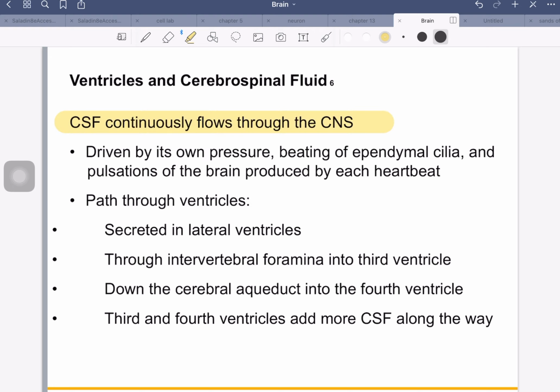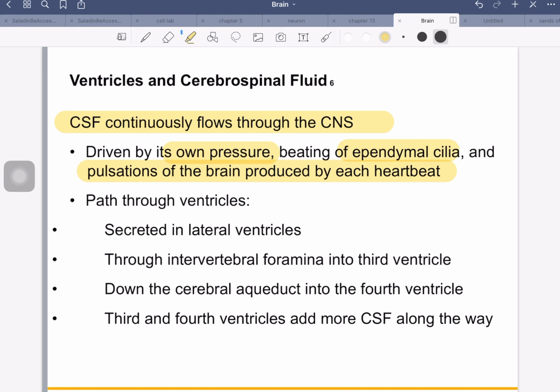So CSF continuously flows through there. Now, what's driving it? Well, of course, its own pressure, because if I'm making new stuff, it's going to push the older stuff ahead of it further on, and I'm going to build up pressure. And remember, things go from high pressure zones to low pressure zones. Also, the ependymal cells have cilia, which help to basically push it along. And there's another thing, is that actually the pulsation of the brain with each heartbeat also has a role.